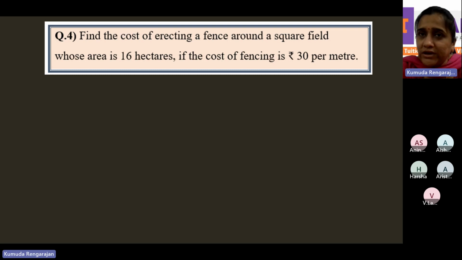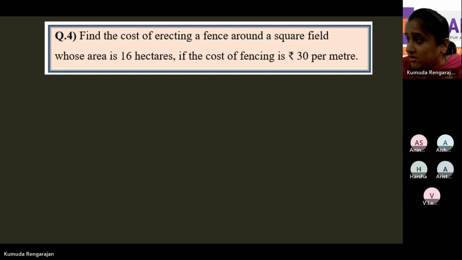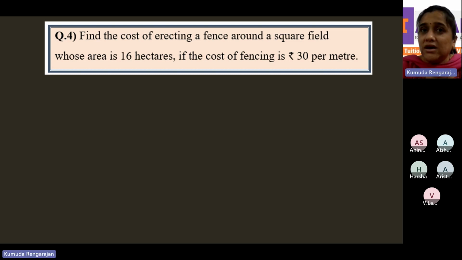All right, square field area is given, 16 hectares. So from the area, you can find the side of the square field. Once you have the side, you can find the perimeter using the formula 4a or 4 into side. Then the perimeter into the rate, 30 rupees, will be the total cost of fencing.